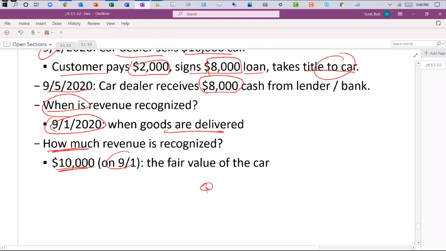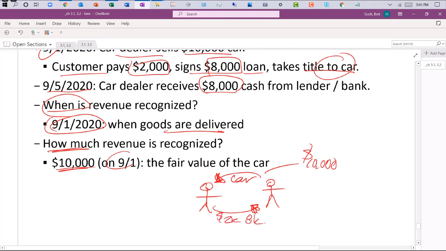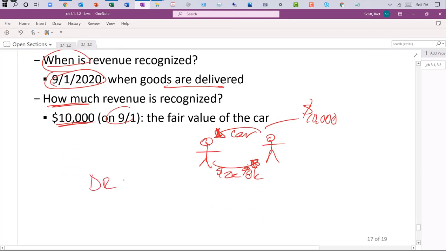Why? Because on September 1st, the car was given and we represent the car's value was $10,000. We gave value of $10,000. What did we get in return? We got $2,000 in cash and we got another $8,000 cash later on. But for right now on 9/1, the dealer is going to debit cash for 2. That's the hard currency they got. They're going to debit, call it an account receivable from the bank, for the other 8. That's a promise to receive. That has value as well.